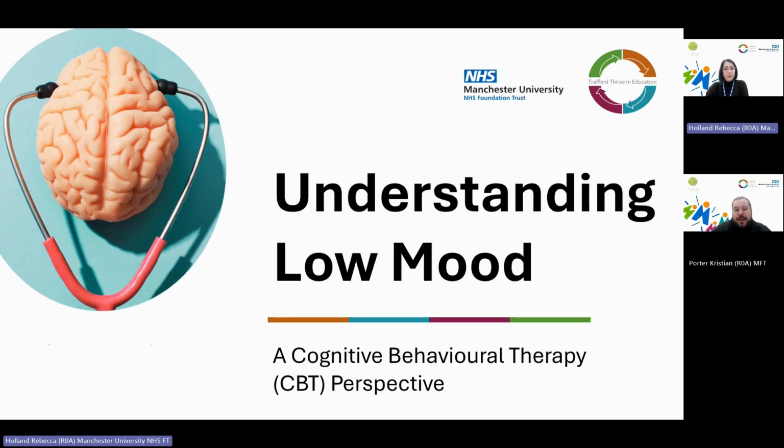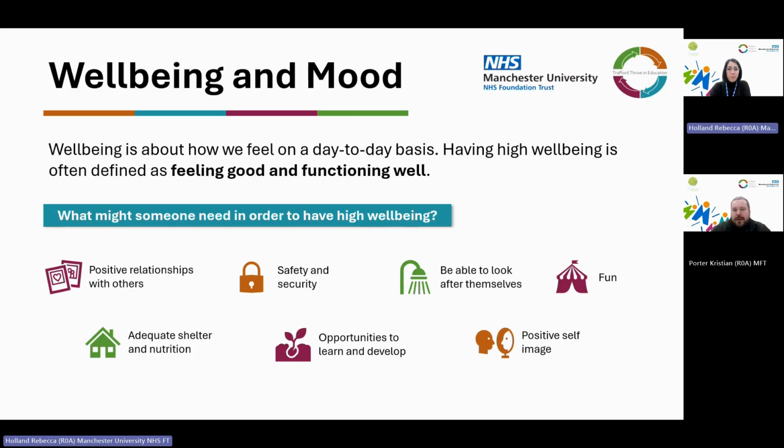Okay. So over the next few slides, we're going to be thinking a little bit about the difference between what low mood is, what low well-being is, and having a bit of a look at the CBT model for low mood as well. So well-being and mood is generally about how we feel on a day-to-day basis. Having high well-being is often defined as feeling good and functioning well. Some examples of that might be positive relationships with others, safety and security, being able to look after themselves, being able to have fun or feel like they're having fun, having adequate shelter and nutrition, opportunities to learn and develop, and having positive self-image. It's important to note that these are not exhaustive, just some examples of what high well-being might look like for someone.